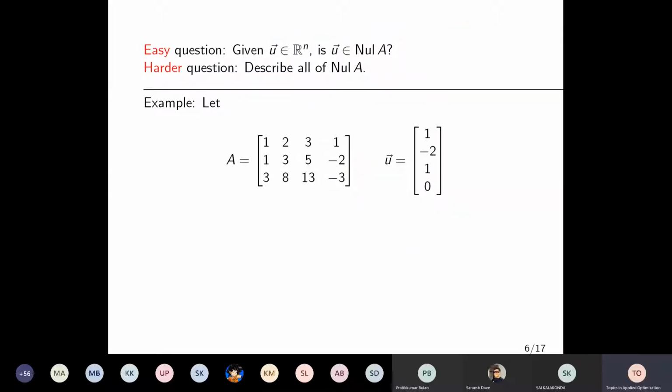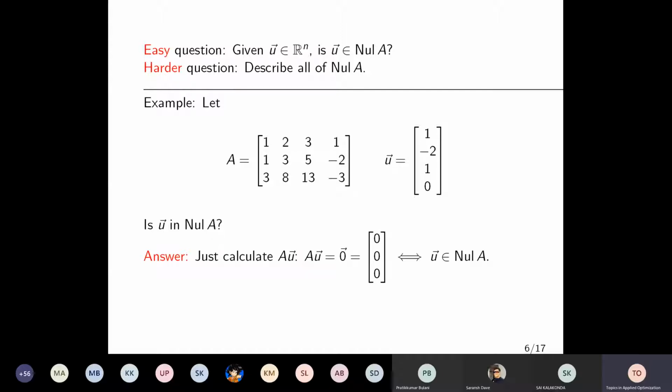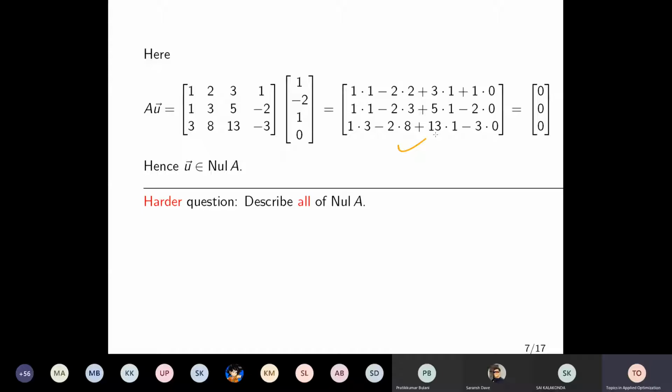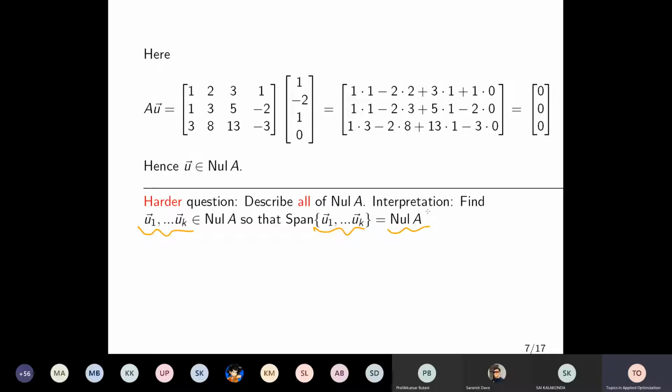So let A be this and u be this. It may be easier to check whether A times u is 0 or not. Is u in the null space? Just calculate A times u, and it indeed turns out to be 0, so u is in the null space. We just did a matrix multiplication. Now the harder question is to describe all of the null space of A: find u1, u2, up to uk, a basis in the null space, so that the span of that gives you the whole space.